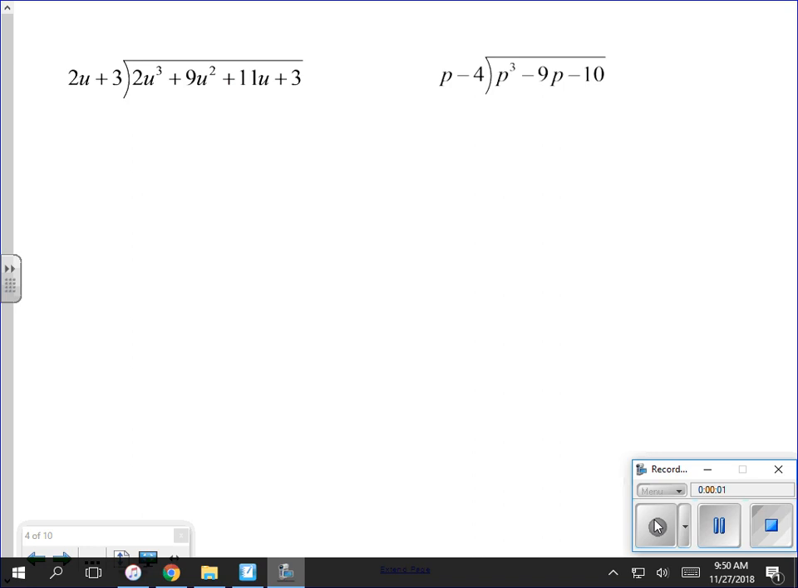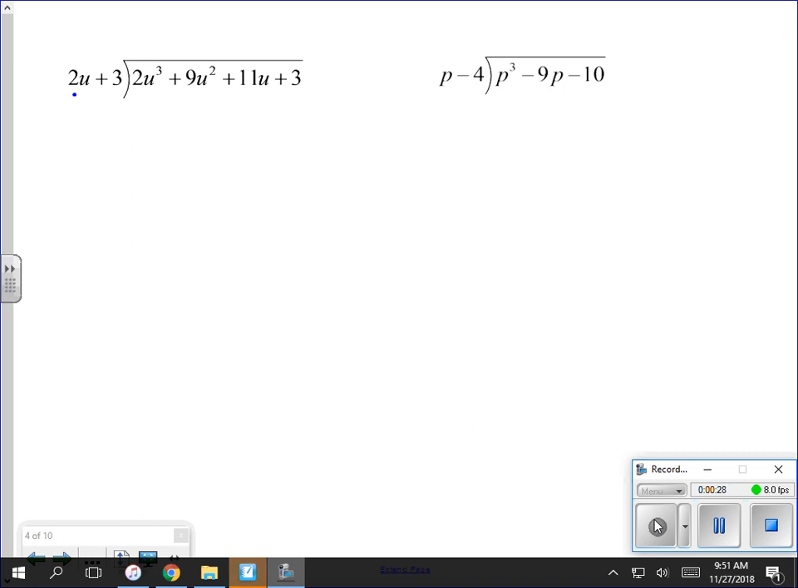Okay, so doing what we did yesterday, first thing is you have to look: is what I'm dividing into done properly? Do I have all the powers there? Third power, second power, first power, zero power on my u's, so I'm good on that. I don't have to add any spacers or anything. I can go ahead and divide. The 2u in front, that's my decision maker. The 3 is just along for the ride.